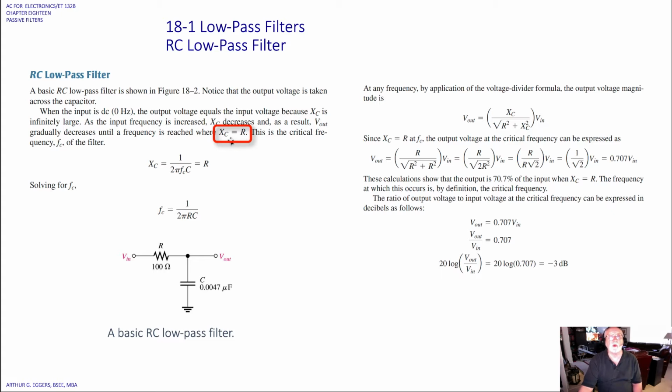Okay, so we have the reactive component equaling the pure resistive component. This is the critical frequency F sub C of the filter.